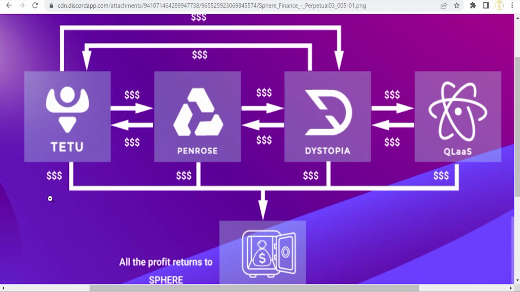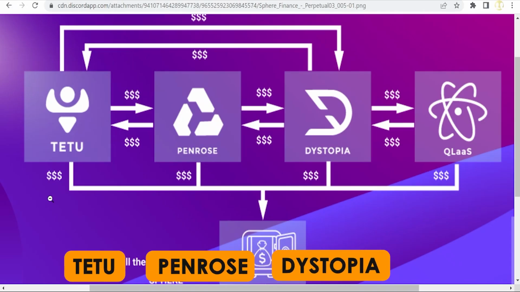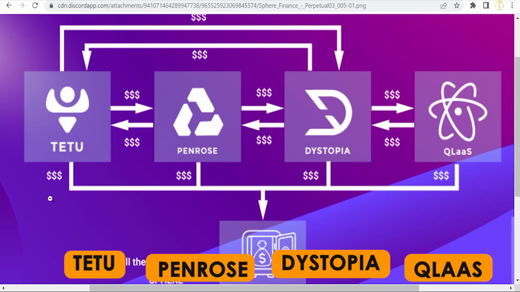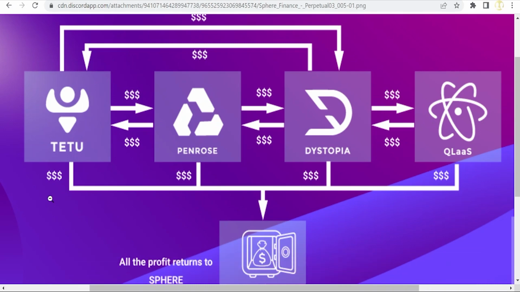Number 3, Tattoo, Penrose, Dystopia, and QLAS. In this chart, we can see an alliance formed by all of these protocols, which basically benefit each other. And finally, what is the most important, all the profit returns to Sphere Finance.